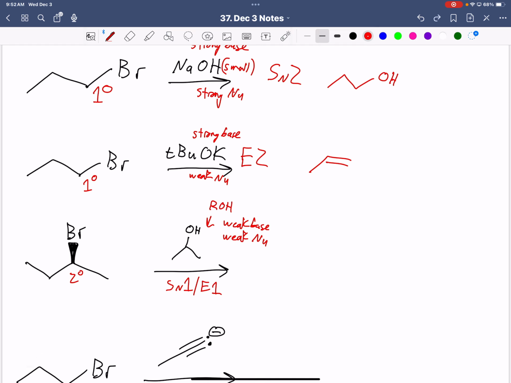Actually, let me match. But it brings along its R group when it attaches. And then for the elimination, we're going to prefer the Zaitsev. They're the most stable one, really. So Zaitsev and trans.